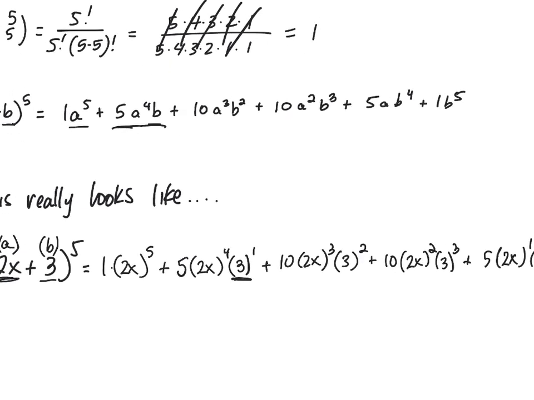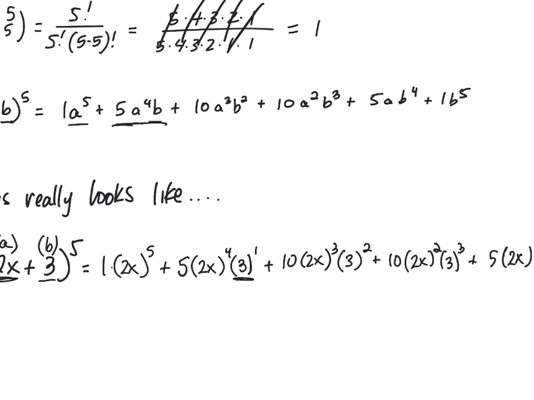And then we go through and simplify. First term, 2x to the 5th power. 2 to the 5th power is 32, and x to the 5th power is just x to the 5th power. Now we have a lot of multiplying to keep track of here. First of all, 2 to the 4th power is 16. And then we have 16 times 5, and then that 16 times 5 is also going to be multiplied by 3.